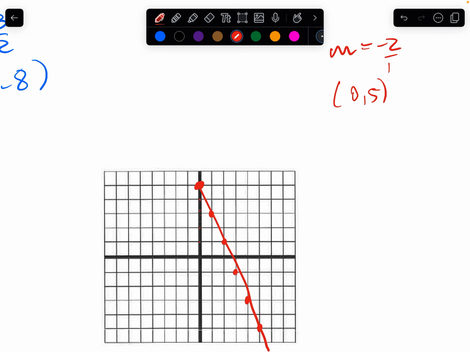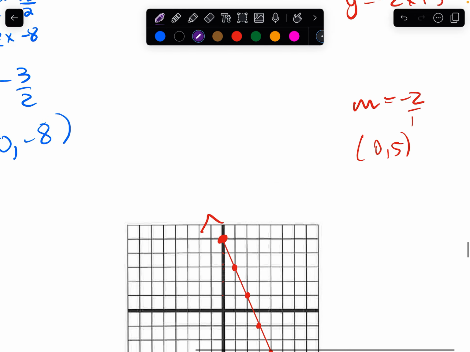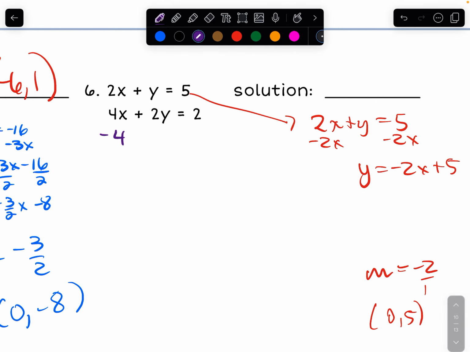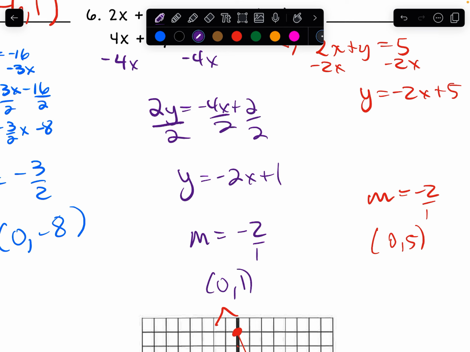And again, I like to put more than, oh, you know what? It doesn't like when I go off the grid. Why is it doing this? There we go. So I'm going to use purple on this one. So I'm going to subtract 4x from both sides. I get 2y equals negative 4x plus 2. I'm going to divide everything by 2. Y equals negative 2x plus 1. My slope on this one is negative 2 over 1, and y-intercept is 1.